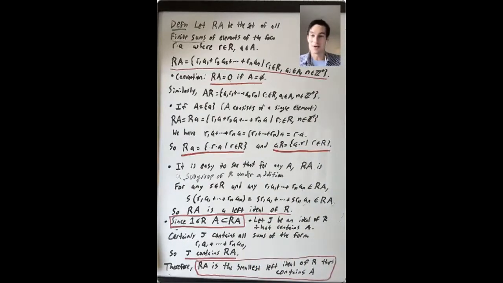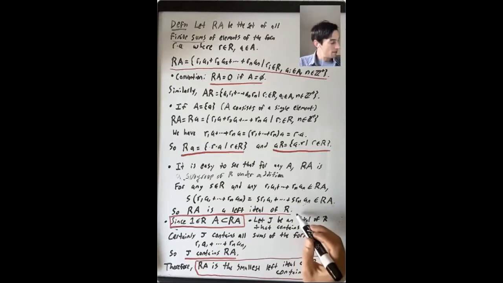Okay, so why is that important? Well, we want to give another description of RA. Let's say J is any ideal of R that contains A. Okay, so certainly J has to contain all sums of the form something in the ring times something in A, plus something else in the ring times something in A, plus plus plus Rn times An. I want J not to be an ideal in general, but let me just say that J is a left ideal.